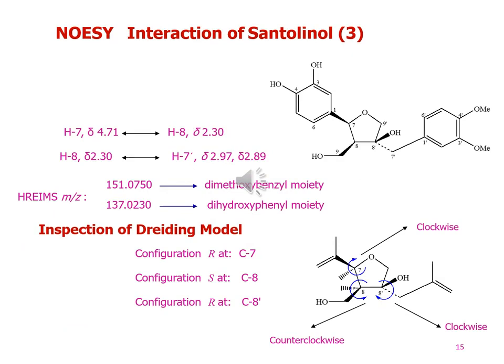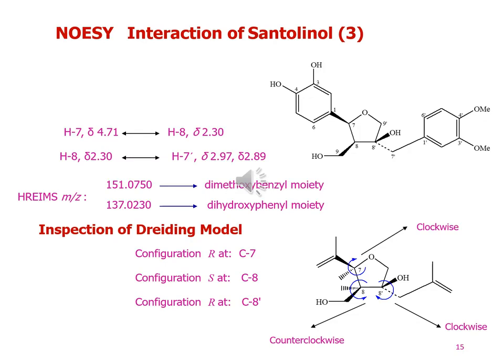Let's see the NOESY interactions of santolinol. It has been observed from the literature that the NOESY spectrum is similar to that of larisiresinol, which also confirms the presence of the tetrahydrofuran moiety as well as the structure of lignin molecules. So you can see over here the proton-proton correlations which confirm the presence of methoxy as well as hydroxyl groups on the benzene molecules. Proton 7 that has a delta value of 4.71 is correlated with proton 8 that has 2.30. Similarly, proton 8 prime has a delta value of 2.30, which shows correlation with proton 7 prime, which has values of 2.97 and 2.89.